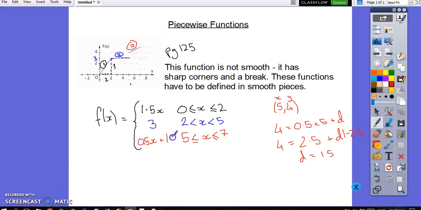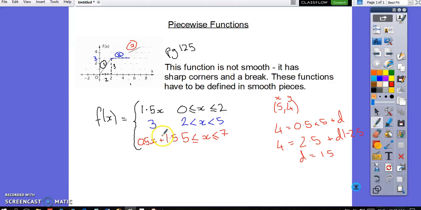So plus 1.5. And this is how piecewise functions are defined. You take the different pieces, you make sure they don't overlap, and you have the definitions written here. So let's look at a second example.